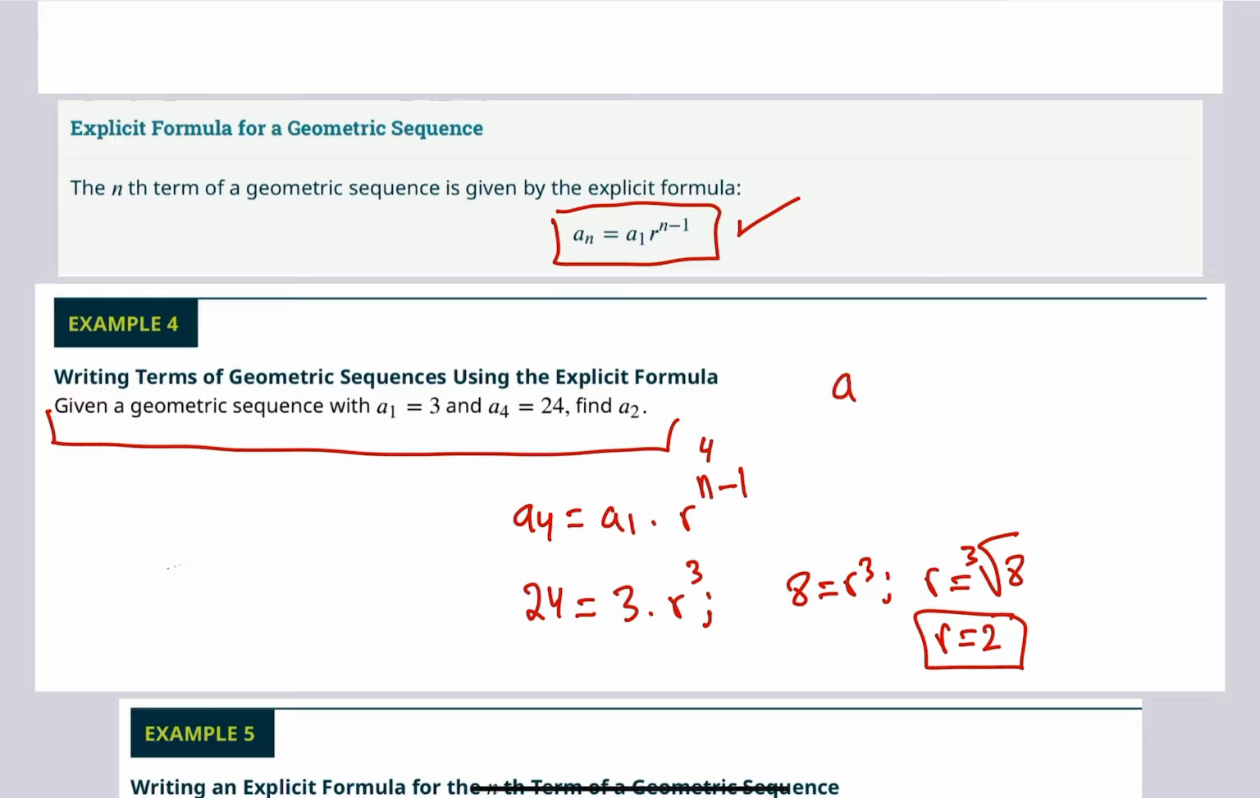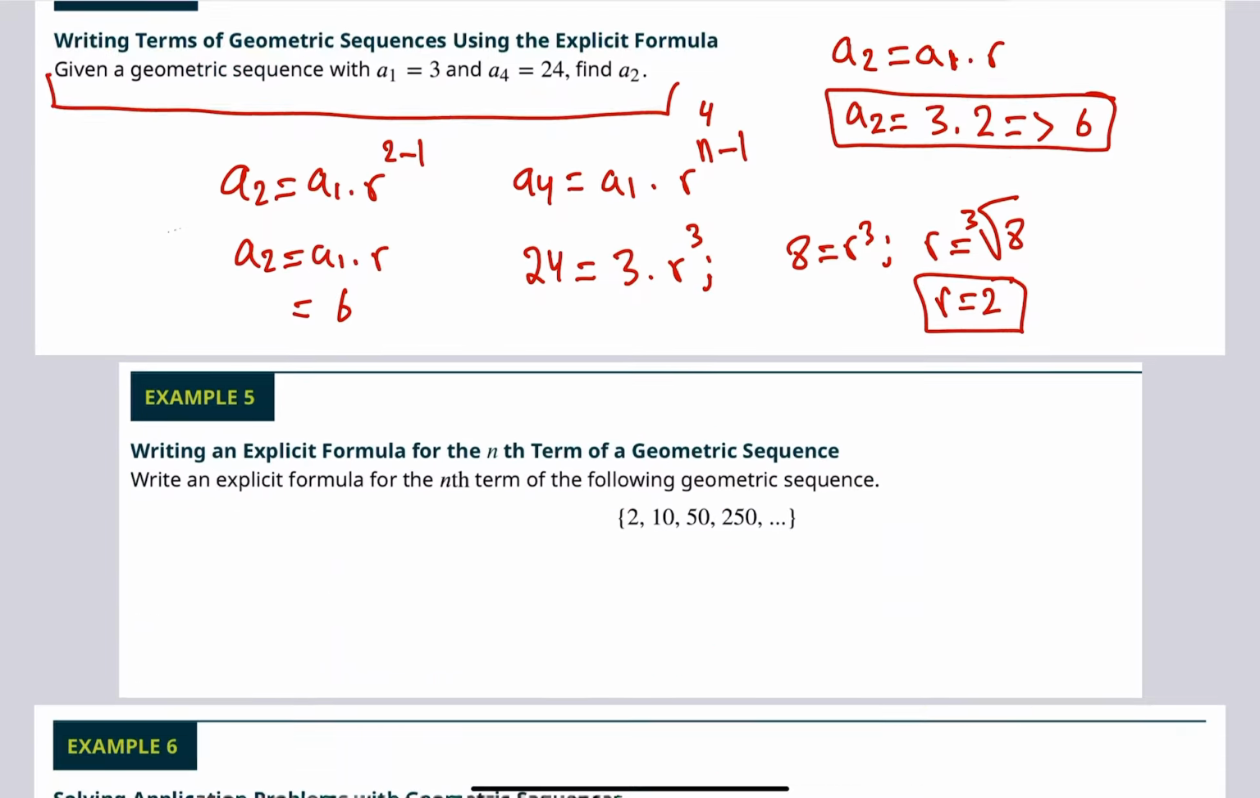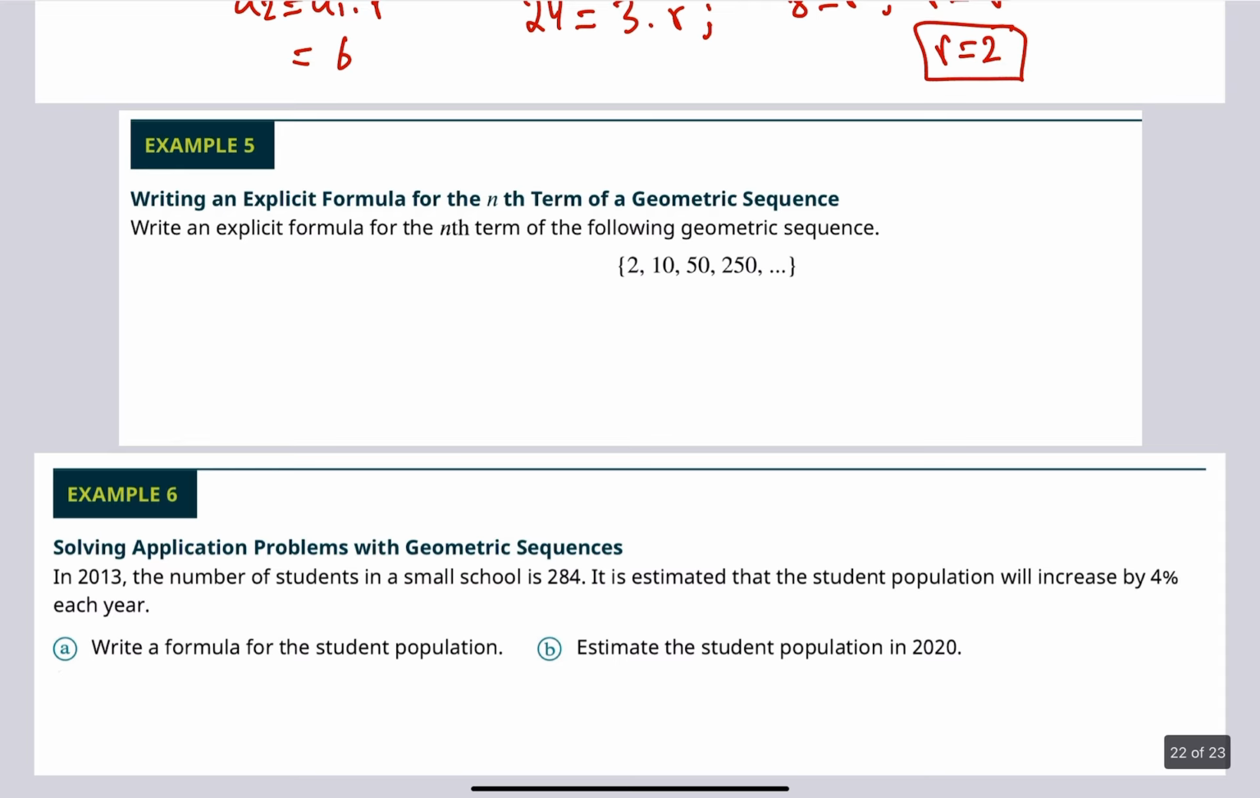We're searching for a_2, which equals a_1 multiplied by r. a_2 equals, what is a_1? Which is simply 3 multiplied by 2, which equals 6. Or you could plug it back into this equation where you do a_2 equals a_1 multiplied by r^(2-1). a_2 equals a_1 multiplied by r, which is simply equal to 6 as well. Okay. That's pretty much it.